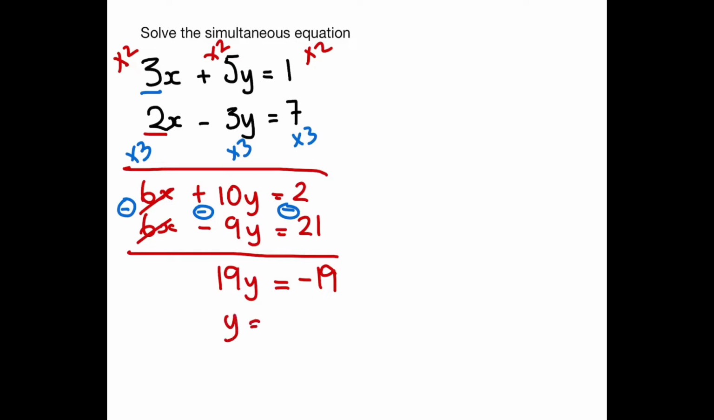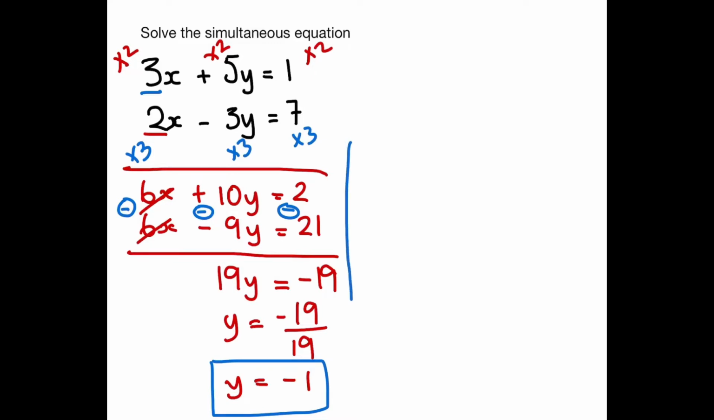So this allows us to figure out the value of y. We have minus 19 on the top and 19 at the bottom, which gives us minus 1. And we use this to substitute into one of our equations, whether it's the top or the bottom, in order to find out what x is. So I'm going to use the top equation. 5 times minus 1, which is the value of y, is equal to 1.